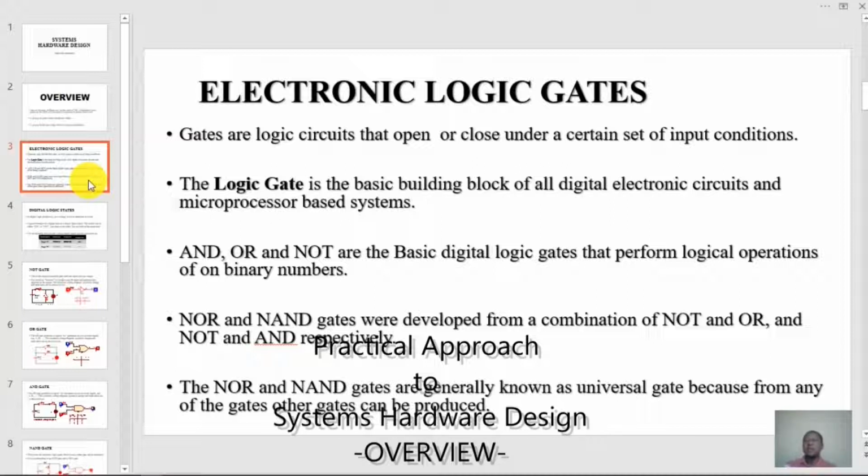The AND, OR, and NOT are the basic logic gates because other logic gates are formed from them. When you add a NOT to an AND gate, you form a NAND gate. When you add a NOT to an OR gate as well, you have a NOR gate. This NAND gate and NOR gate are known as the universal logic gates. Every other gate can be formed from these two gates. That is why they are called universal logic gates.